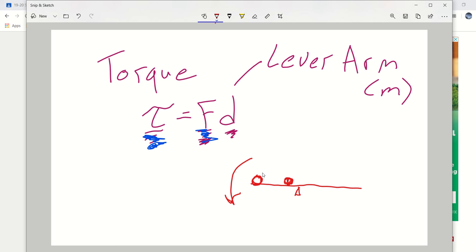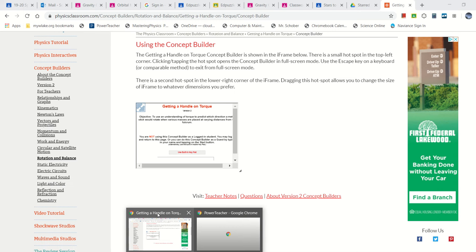Any weight on this side is going to cause counterclockwise rotation. Any weight on this side is going to cause clockwise rotation. And they kind of cancel each other out. Okay, so that's the thinking as we go into this concept builder here.